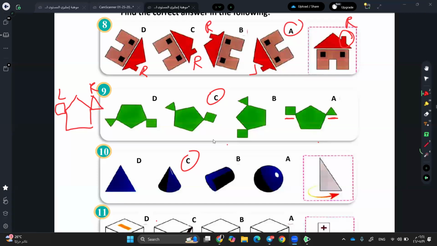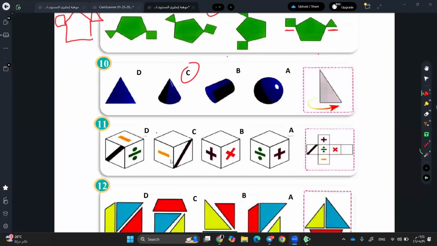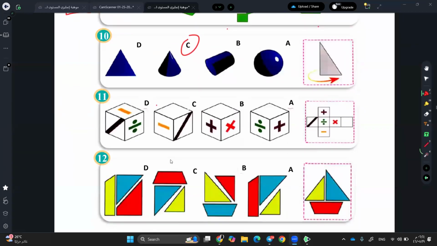Okay, yalla, question. Okay, yalla Fatima, question number 11 here. Okay, Fatima, question number 11. Yes.